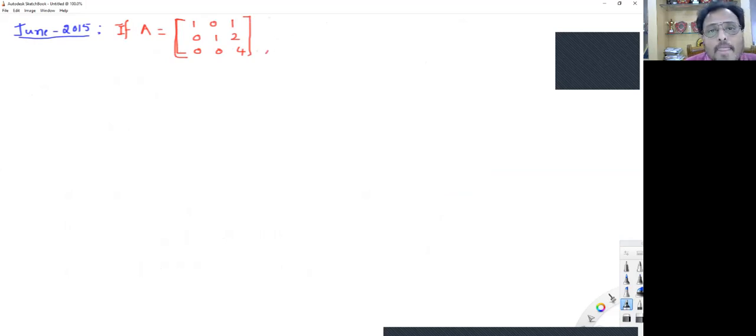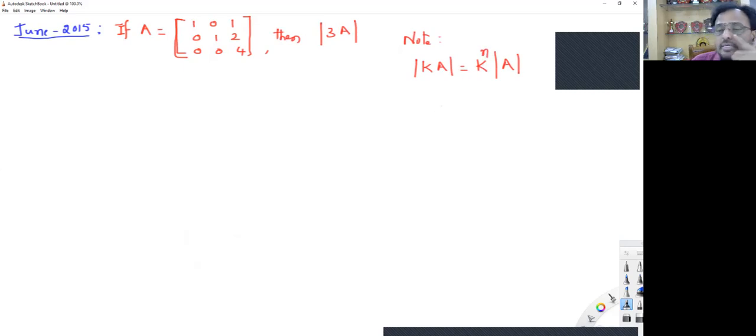So my dear students, before understanding this problem, note that determinant of K into A is equal to K, the scalar, to the power of the order, into determinant of A. If the matrix is 3 by 3 order, you write K cube. Suppose it is N, where N is the order of the matrix, K is the scalar and A is the matrix. This is the one formula I already taught you.